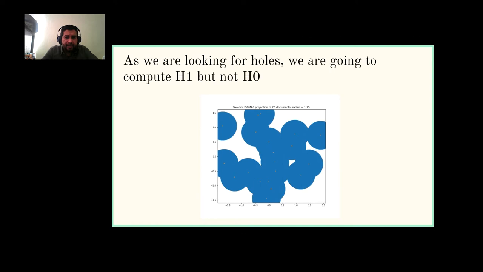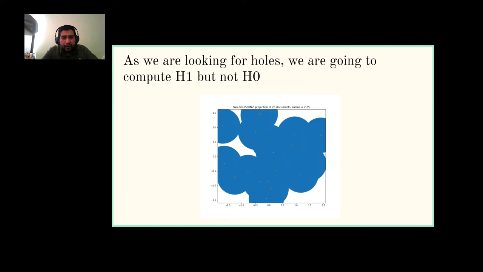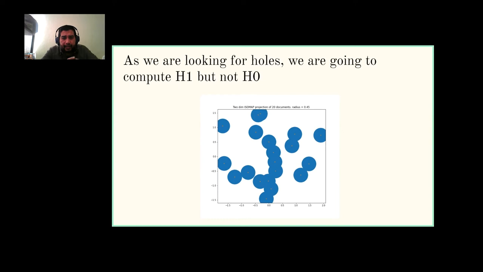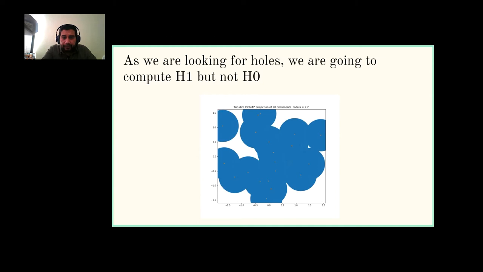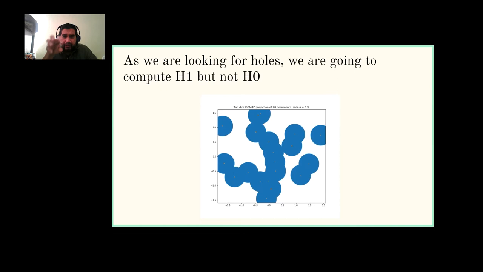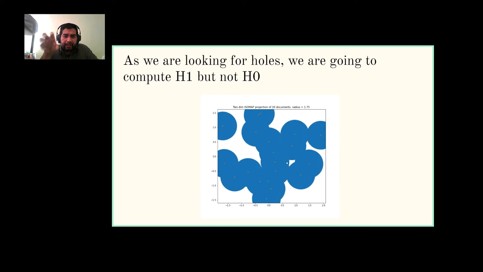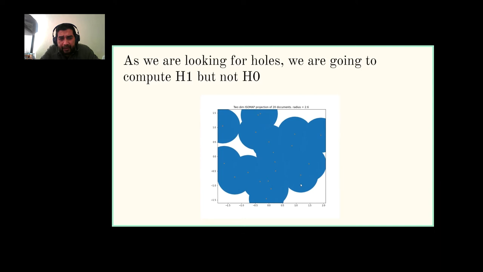In this example, I have a bunch of points. I just chose 20 documents and projected them to two-dimensional space. Once you have your point cloud, you start thickening those points by a certain amount. You put a circle of radius r centered on each of the points, and you start increasing the radius. Some holes are going to appear after a time, and then they disappear later.